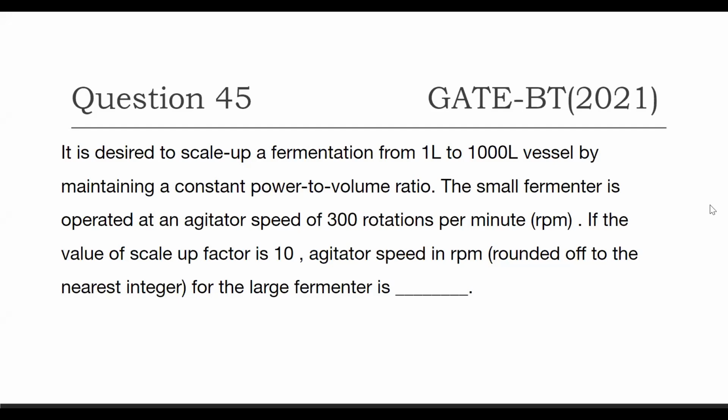Welcome everyone. Today I'll be solving question number 45 of the 2021 GATE Biotechnology paper, which is desired to scale up a fermentation from 1 liter to 1000 liter vessel by maintaining a constant power to volume ratio. The small fermenter is operated at an agitator speed of 300 rotations per minute. If the value of the scale-up factor is 10, you have to find out the agitator speed in RPM for the large fermenter. And you have to round off the answer to the nearest integer. So let's see how to solve this.